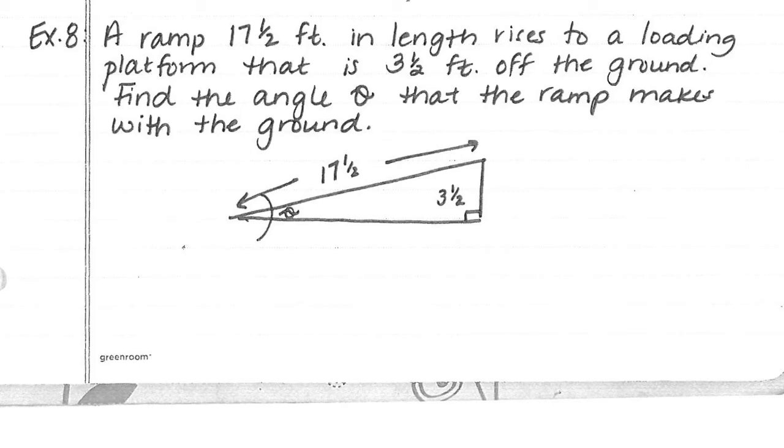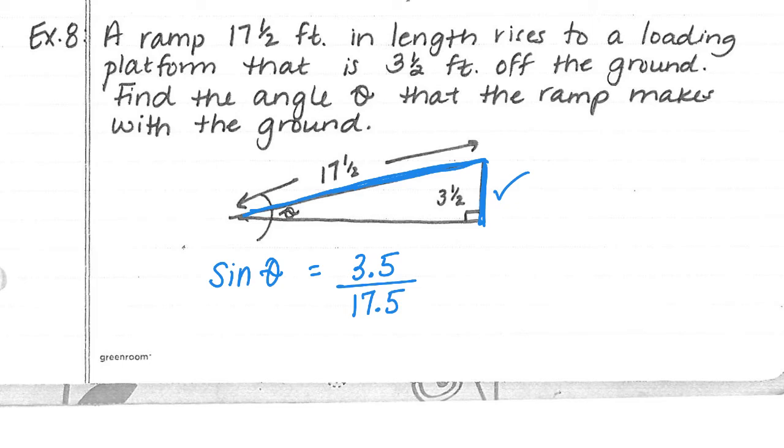So this is going to be a little bit of a different ball game. Now I still have opposite over hypotenuse, so am I going to use SOHCAHTOA or TOA? We still have a right triangle, so that's good. We're going to find the sine of theta, and we're going to make that equal to opposite. I'm going to call that 3.5 just because that's easy, over hypotenuse 17.5.